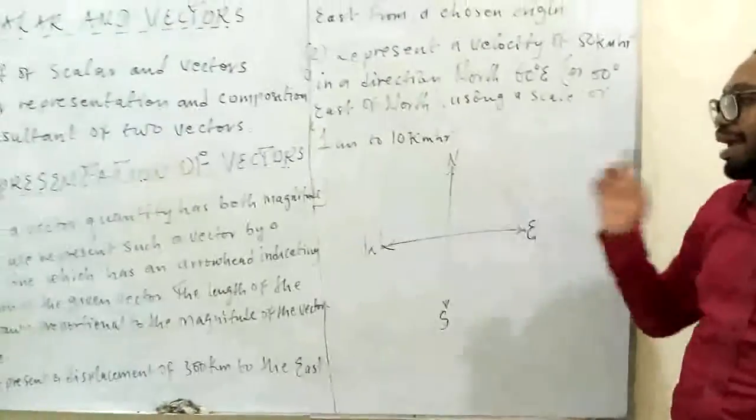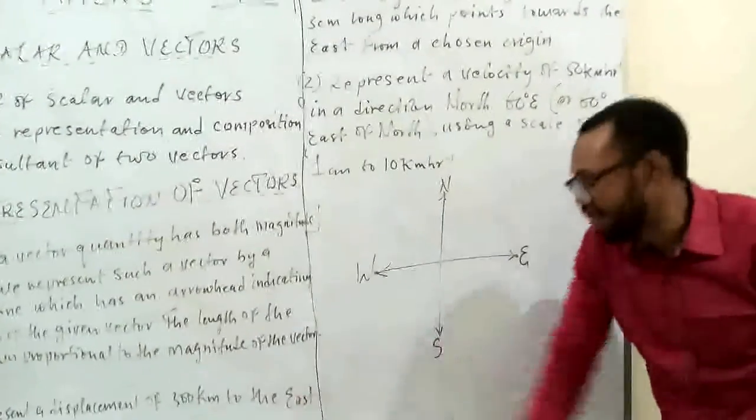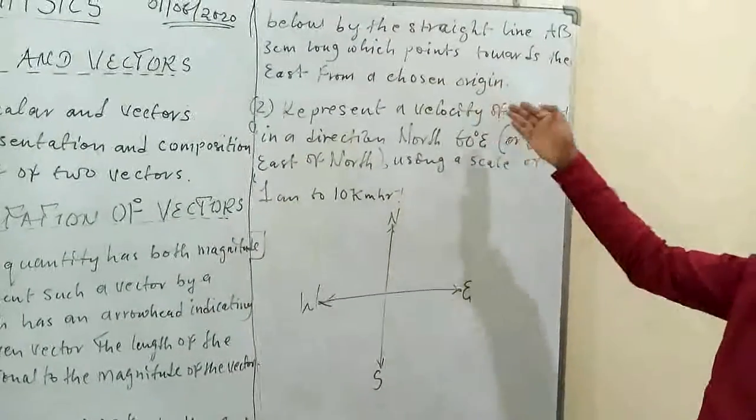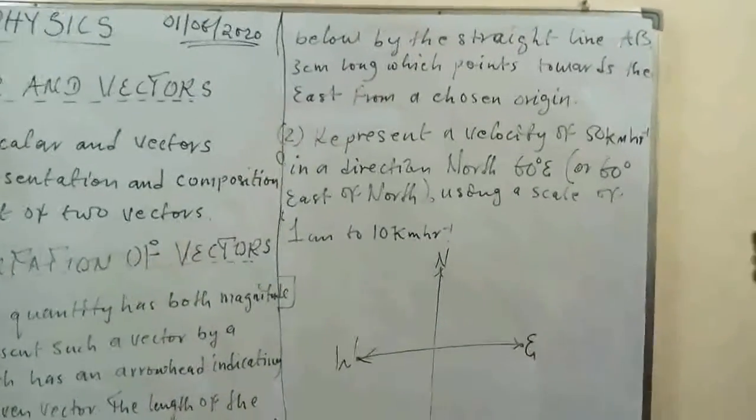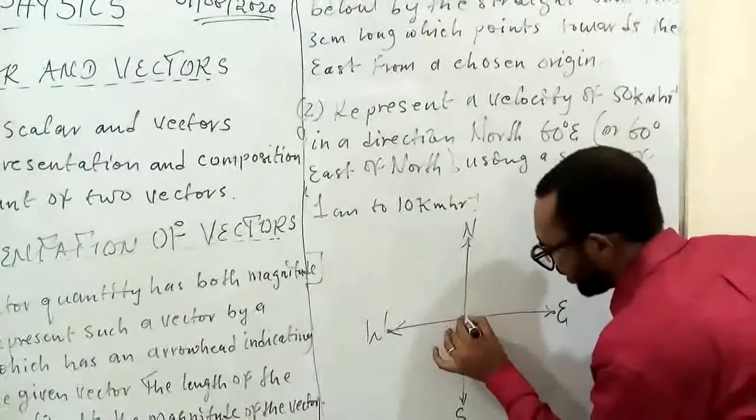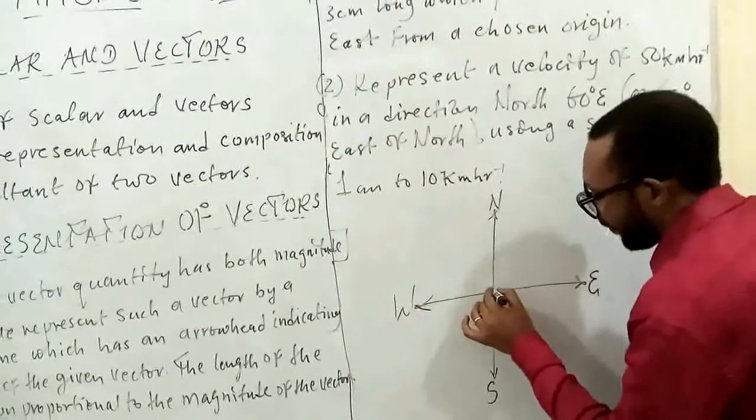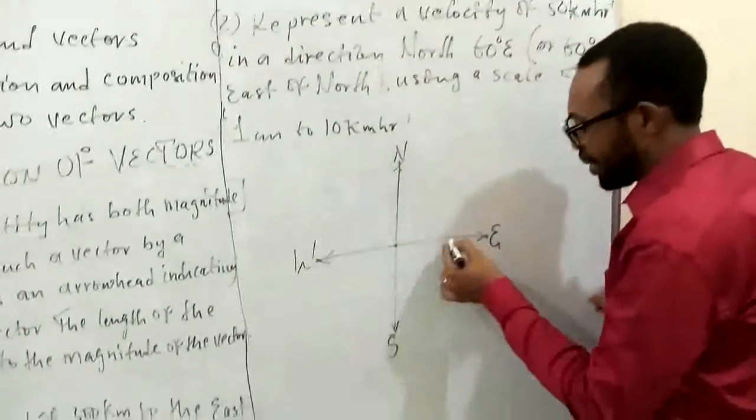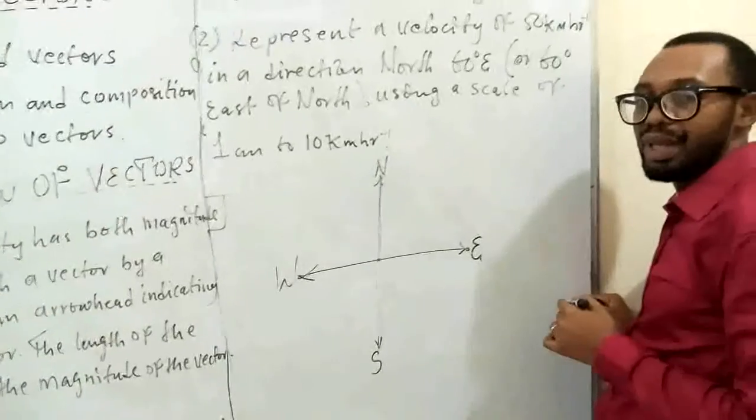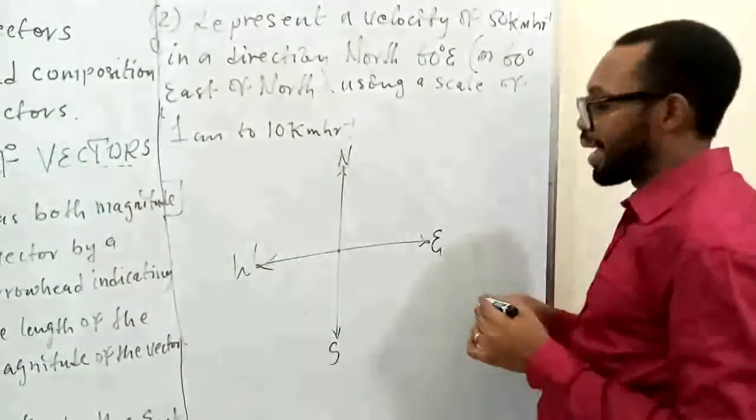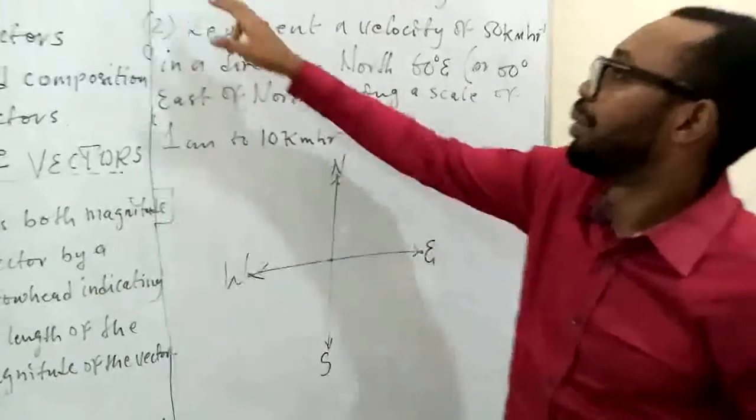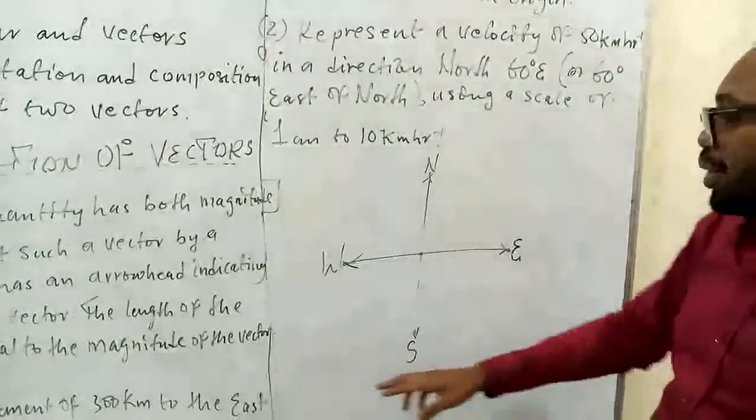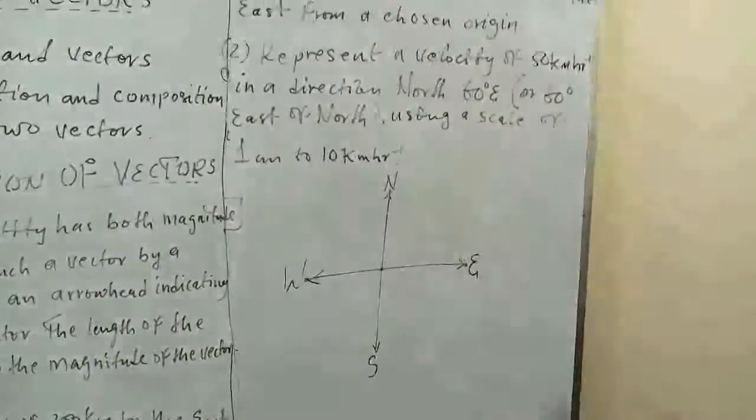Now, if you are asked to represent, just like this exercise, we are asked to represent it to the east from a chosen origin. Let's assume this is my origin. From this point upward is due north, and from this point eastward is due east. Now I can simply measure 3 centimeters due east because we are representing it to the east.